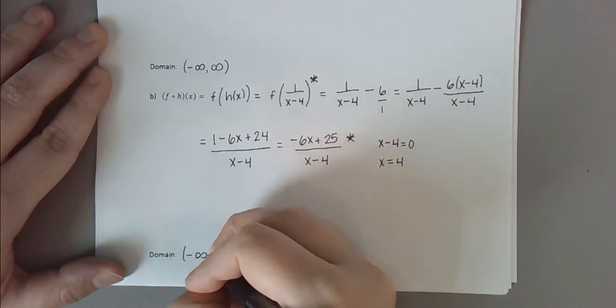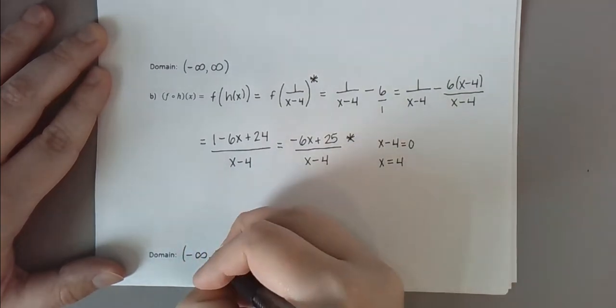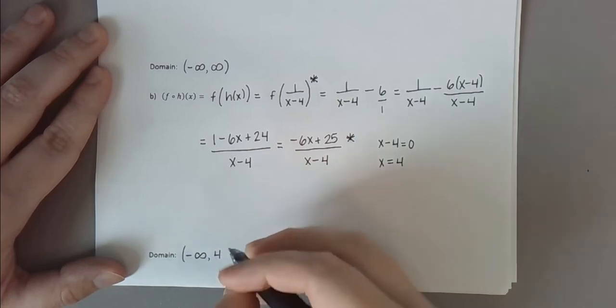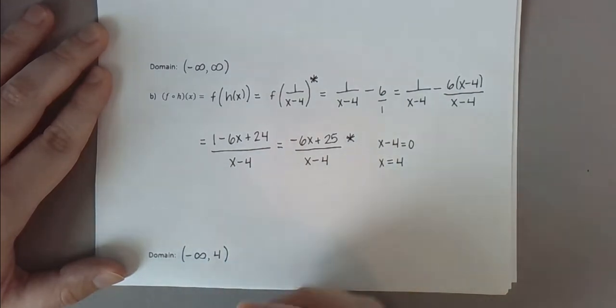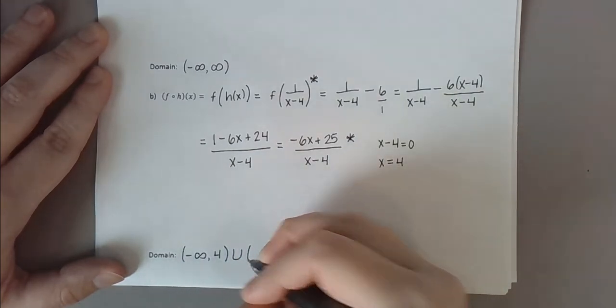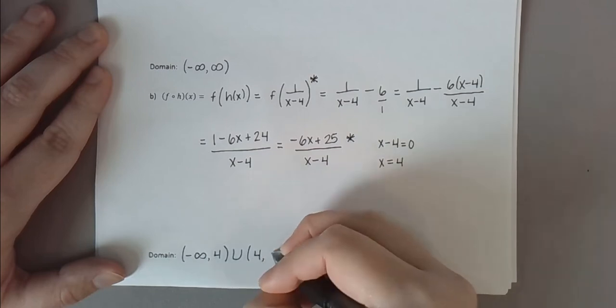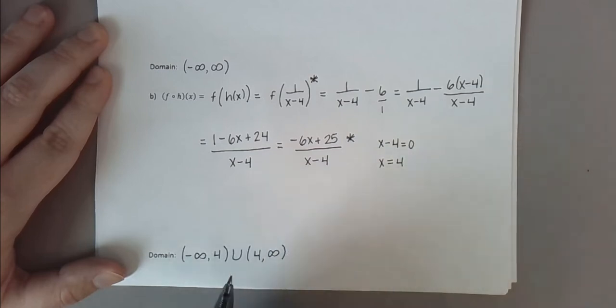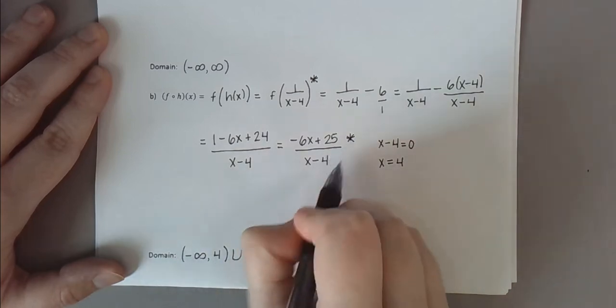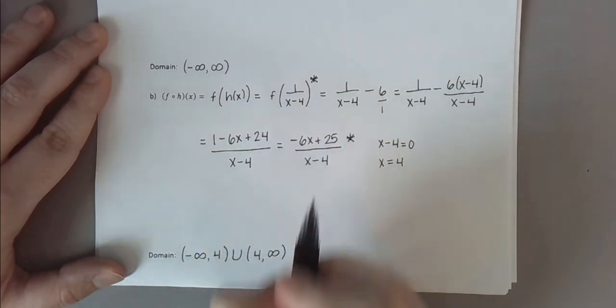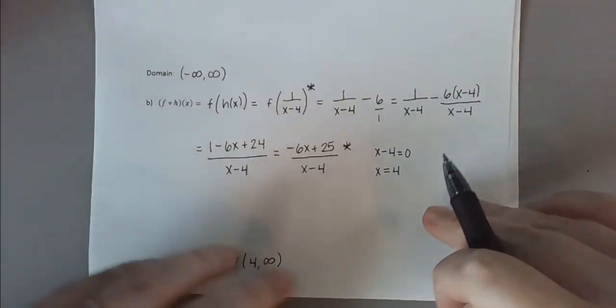So we can have any input we want from negative infinity to 4, excluding 4, and then we can also have any input we want from positive 4 to positive infinity, again, excluding 4. So this is going to be our domain for our final function. Okay, let's look at a couple more examples. Combining different functions in different ways.